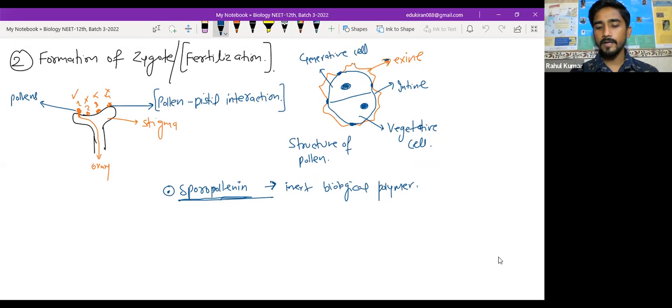Write down, I'm dictating. In a mature pollen grain, there are two cells present. First is the generative cell.